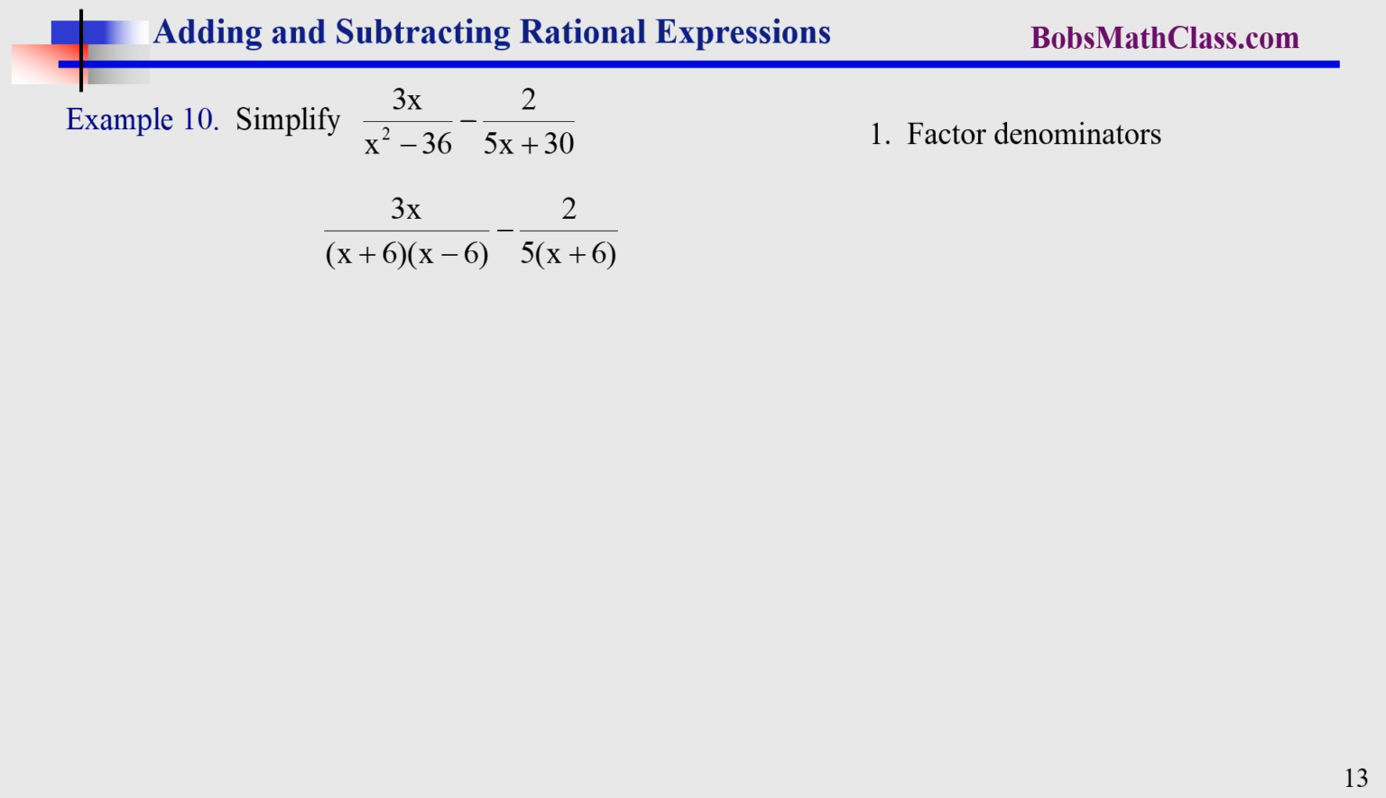Okay, so now our LCD. Well, we only have one number. The one number is a 5. So the LCD is going to have a 5, and then we're going to need an x plus 6 and an x minus 6. So what does the first fraction need? It needs a 5. Yes, just a 5. How about the second fraction? What does it need? It needs an x minus 6 to make them match.